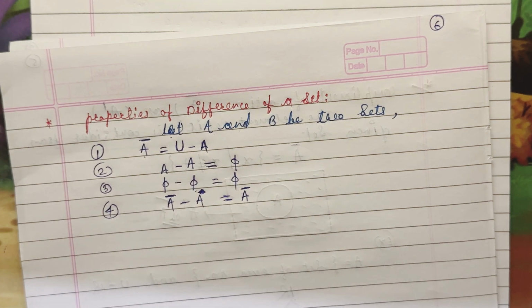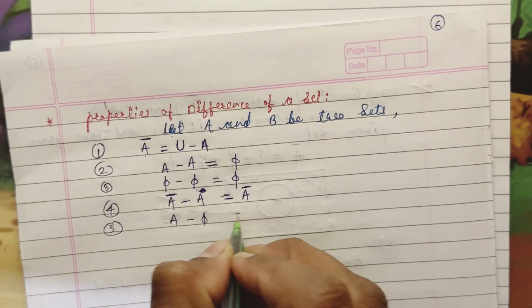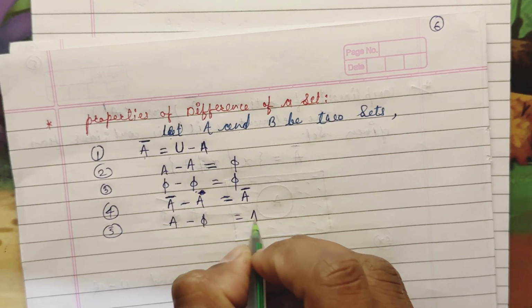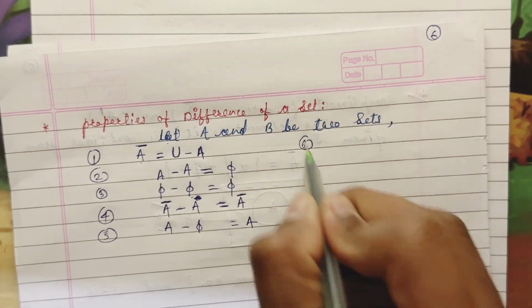Next, fifth, the difference of A and phi. You can visualize that easily by using a Venn diagram, it is not that difficult. The difference of A and phi is A.